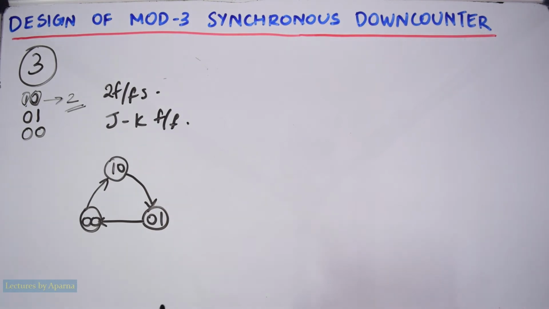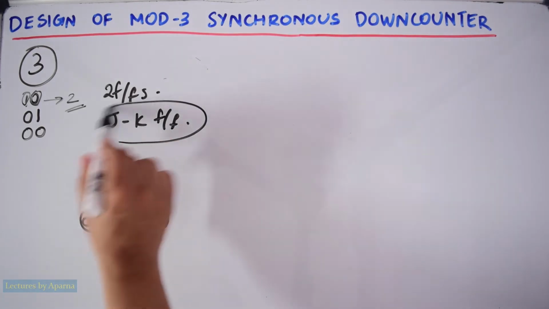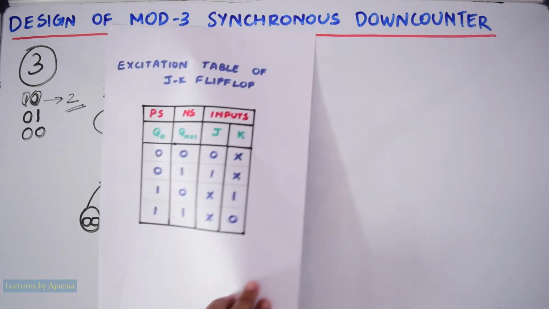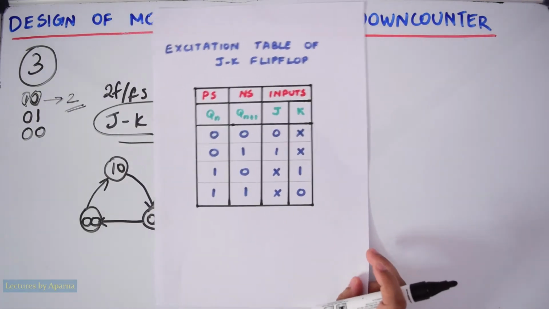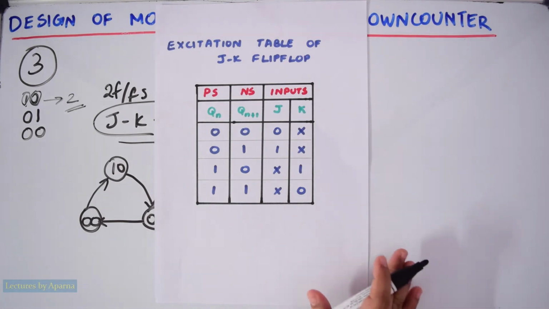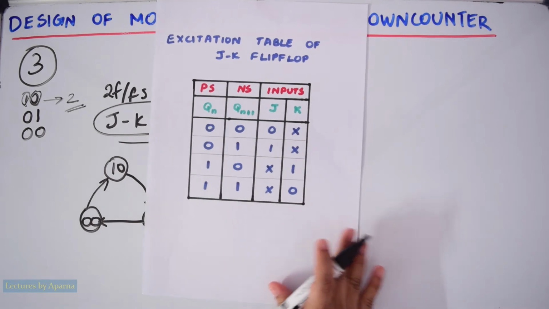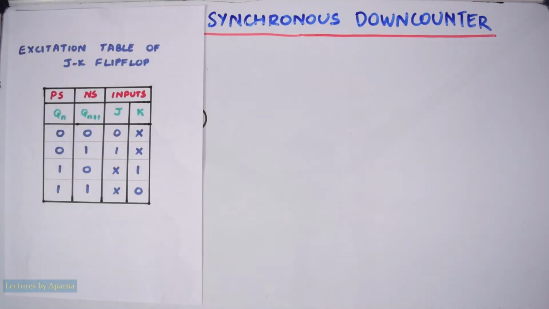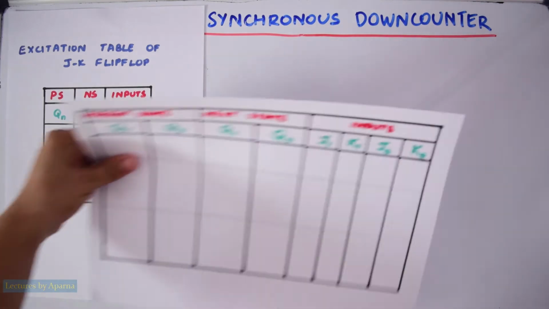Now we have to write the excitation table for this counter. Before that, we should know the excitation table of a JK flip-flop. This is the excitation table of a JK flip-flop. How to write the excitation table of JK flip-flop? I have done a video. I will put its link in the description box just below this video. So it is by looking at this excitation table that we write the excitation table for the counter. So let us see how to write the excitation table for the counter.